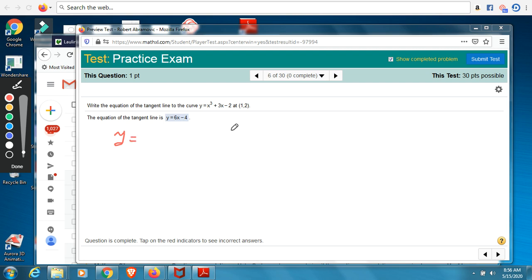I'm sorry. Y minus 2 is equal to 6 times x minus 1. When you distribute 6, you get 6x minus 6, and we're adding 2. So what we end up with is 6x minus 6 plus 2. That's the same as 6x minus 4.